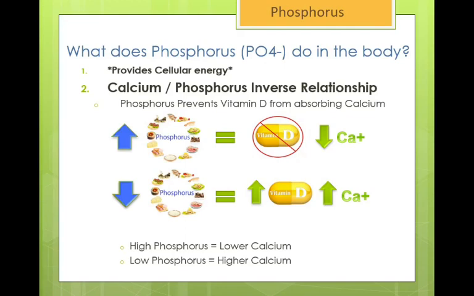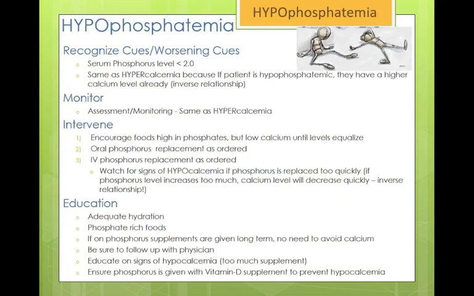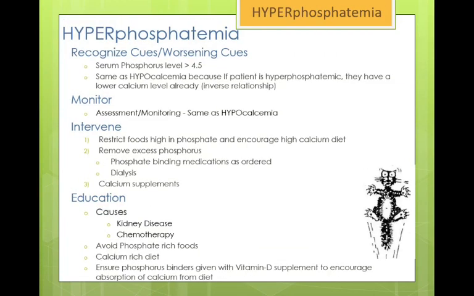When phosphorus is high, calcium is low. If you have hypocalcemia, you automatically have hyperphosphatemia. If you have hypercalcemia, you have hypophosphatemia. They just go together. There's no ifs, ands, or buts. It's just the way it is. So you really don't need to memorize any other slides. Hypophosphatemia is the same as hypercalcemia, and hyperphosphatemia is the same as hypocalcemia.